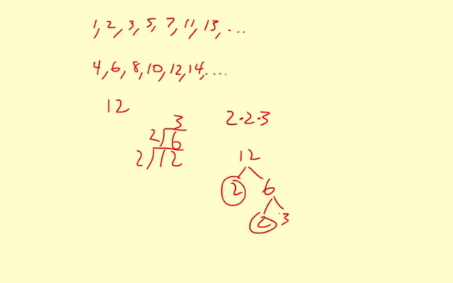And then it's handy to go ahead and circle all the factors when you're done. 2 times 2 times 3. So that's another way to visualize the factorization process. And that's the big picture for this lesson.